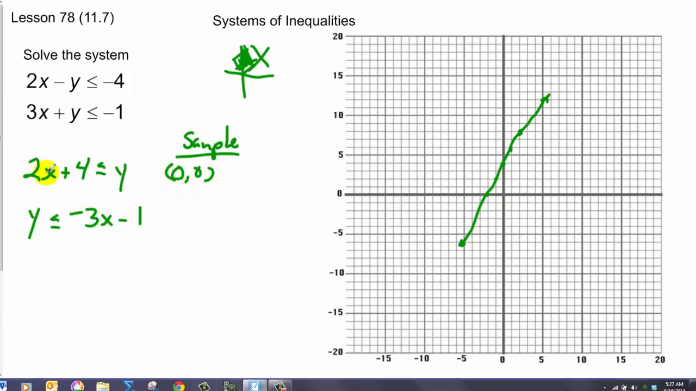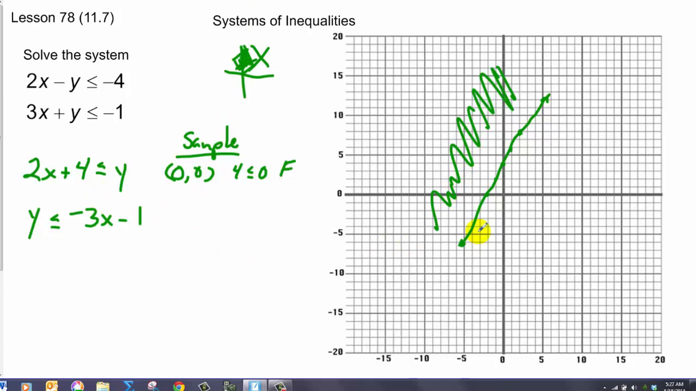So if I plug 0 into x and 0 into y, will I get a true statement? 4 would be less than or equal to 0. That's not true. It's false. So what that states is this point 0, 0 is not in the solution region of this inequality. So I have to go to the other side of the line and shade that.